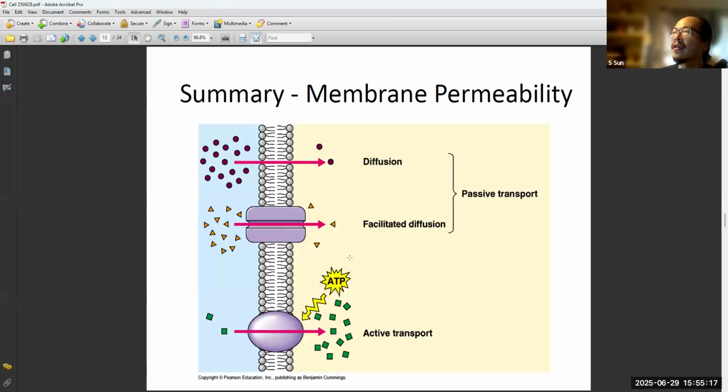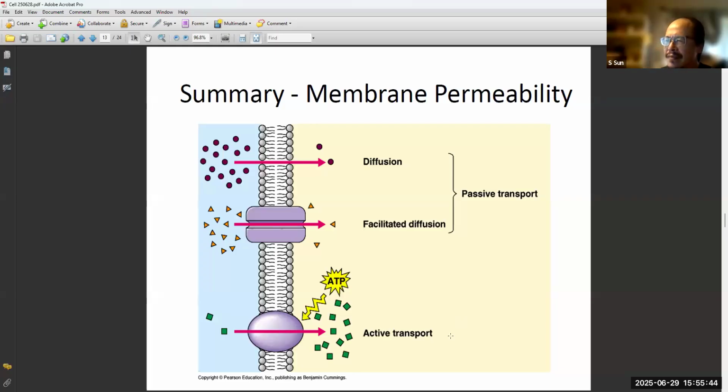So let me show here. Free diffusion just diffuses across. Facilitated diffusion requires protein, and it allows the water soluble stuff to go through. Active transport requires protein. It will pump the molecule to go through. These two don't require energy. We call it passive transport. It's not active transport. This one is active transport.